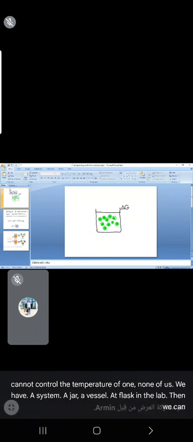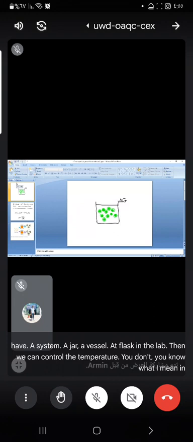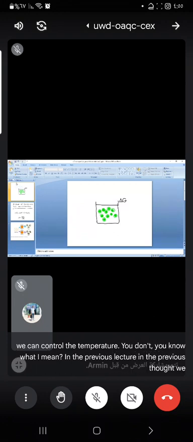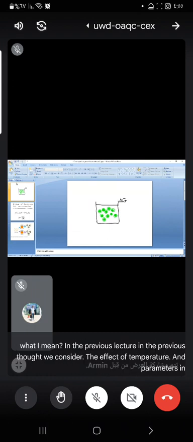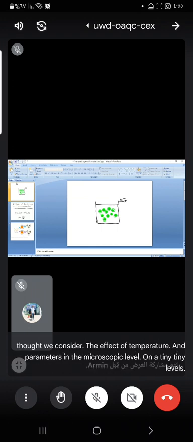Then we can control the temperature. You know what I mean? In the previous lecture, in the previous talk, we considered the effect of temperature and parameters at the microscopic level, on a tiny level. Here, we are looking at the macroscopic level, not the microscopic level.